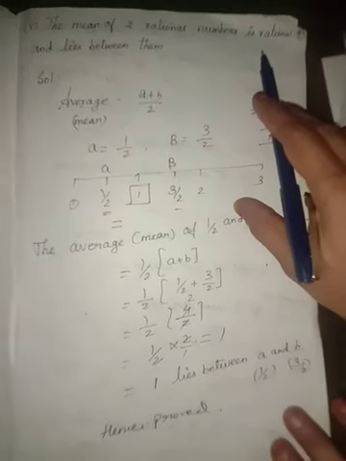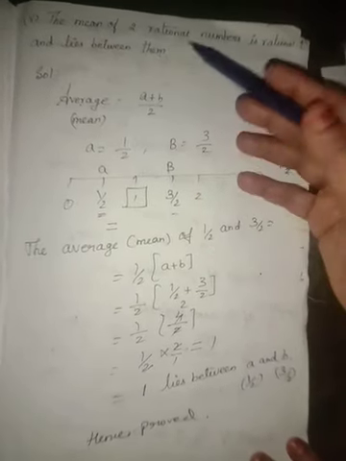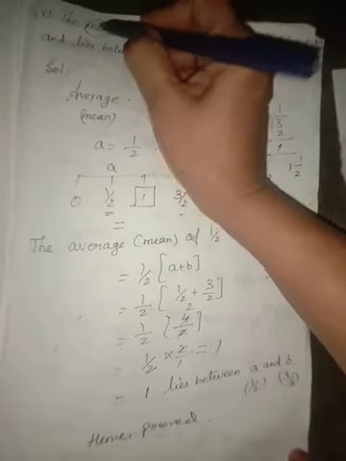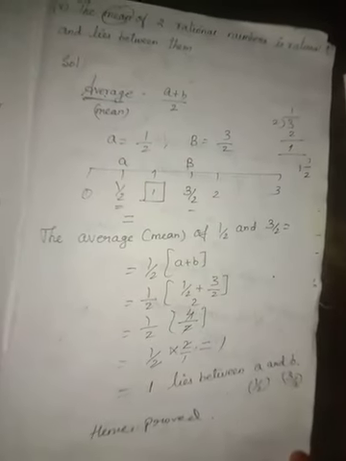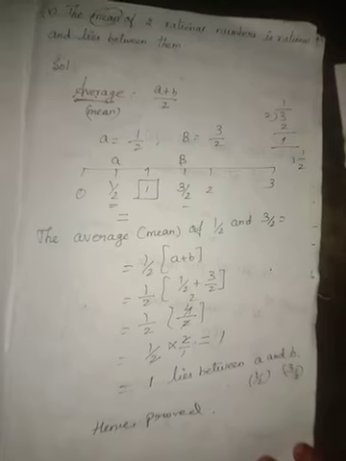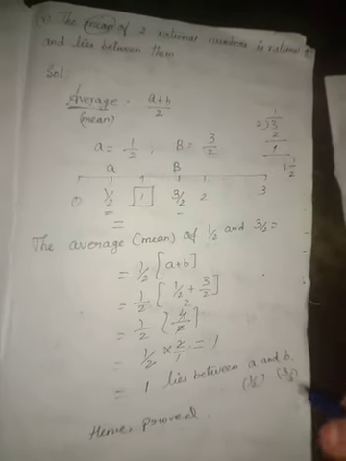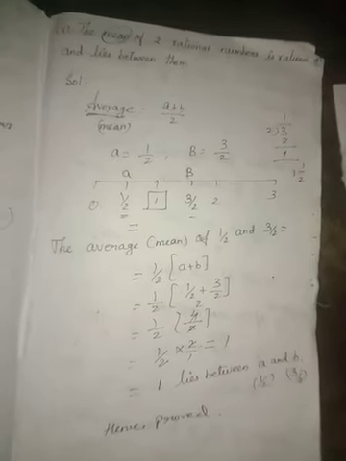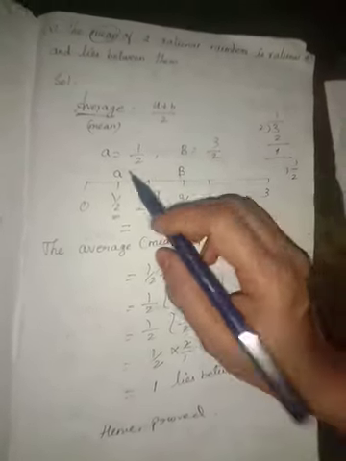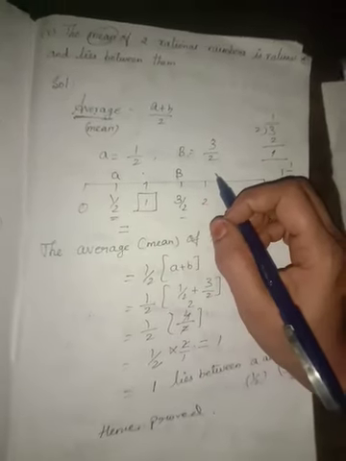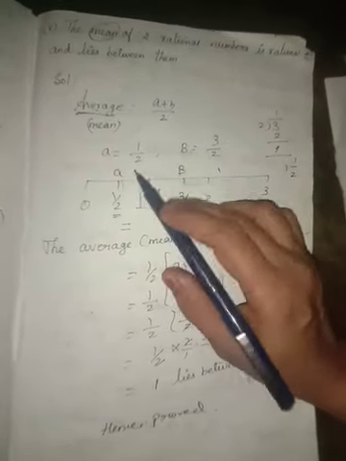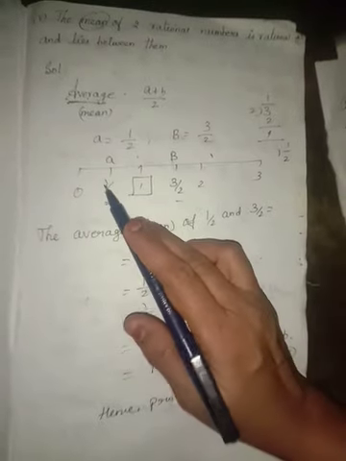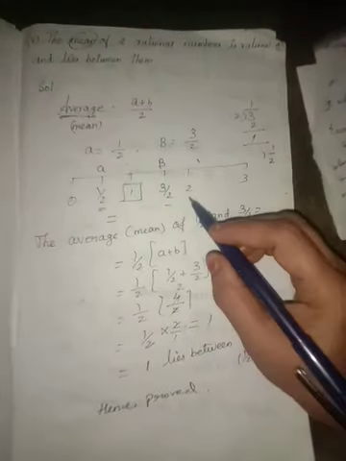The fifth one, the mean of two rational numbers is a rational number and lies between them. What is the mean? Mean means average. Average or mean, both are the same. Sums like this we already did at the start of the chapter. So I verify through these two rational numbers. A is equal to 1 by 2, B is equal to 3 by 2. These two rational numbers lie on the number line, 1 by 2, 3 by 2. So find the number between them.